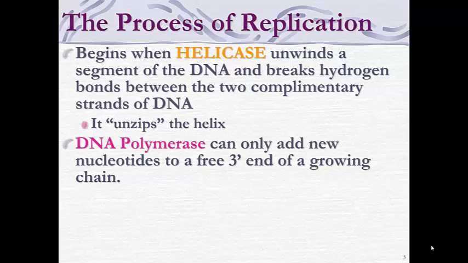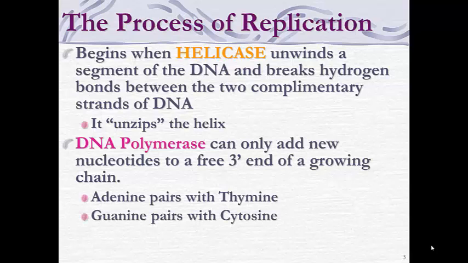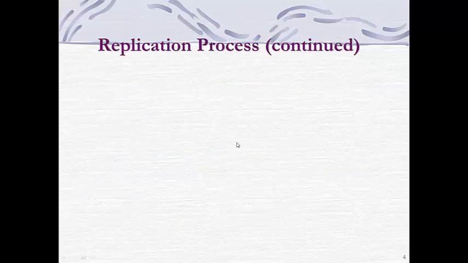DNA polymerase is another enzyme that adds nucleotides to the free end, meaning it's going to make a copy starting at a free 3' end of the growing chain. Remember, adenine pairs with thymine and cytosine pairs with guanine. So DNA polymerase grabs onto that free 3' end and starts to build the new copy of DNA based on the template that's already there.